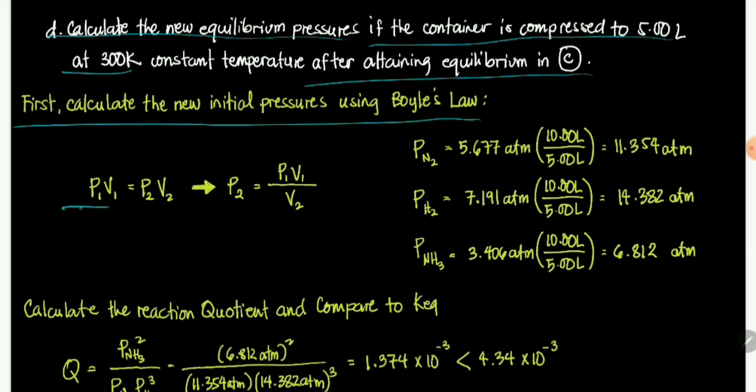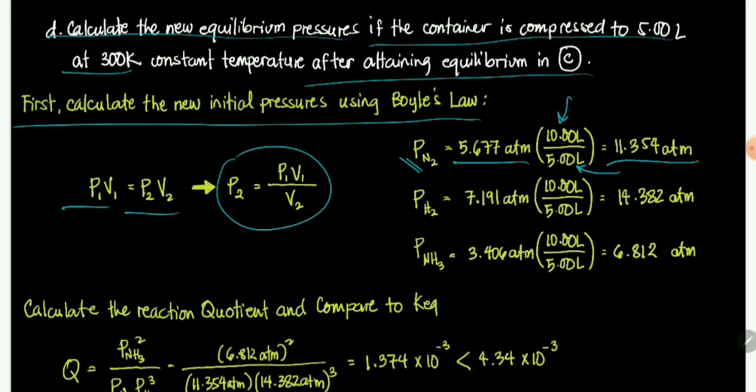So Boyle's law is P1V1 is equal to P2V2. So to calculate for the new pressure, P2 is equal to P1V1 over V2. Okay? So for the pressure of nitrogen, that's 5.677. That's the equilibrium pressure kanina sa C. Times 10 liters. Yan yung container kanina. Okay? Tapos kinompress natin to 5 liters.